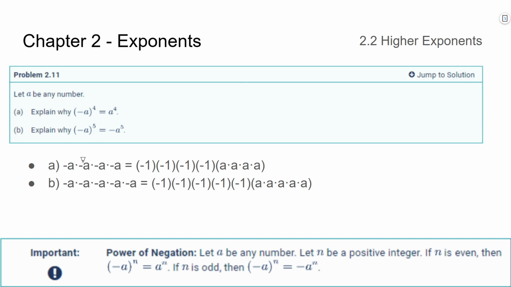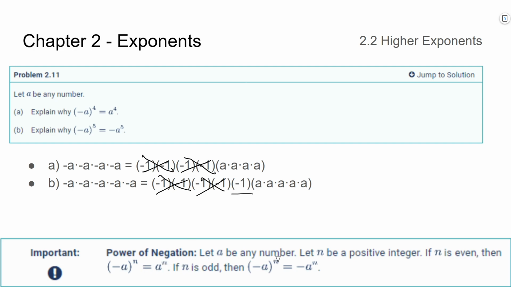Now we can extract out all these negatives. We have 4 of these negatives, so we'll pull them all out in front. And then we're left with these 4 a's, a times a times a times a. Well, a negative times a negative is a positive, those cancel out. And a negative times a negative is a positive, so those cancel out. So then we're left with a to the fourth. All right, but here's b. Same thing, negative a times negative a times negative a times negative a times negative a, 5 of them. Now we pull out all the negative ones. Negative times a negative is a positive. Negative times a negative is positive, but look, we still have one negative left. So we have a to the 5th, but it's going to be negative a to the 5th.